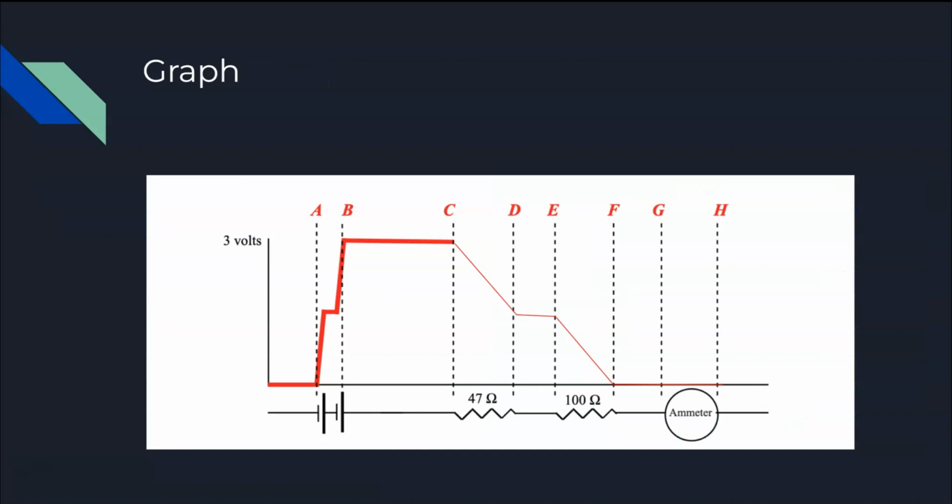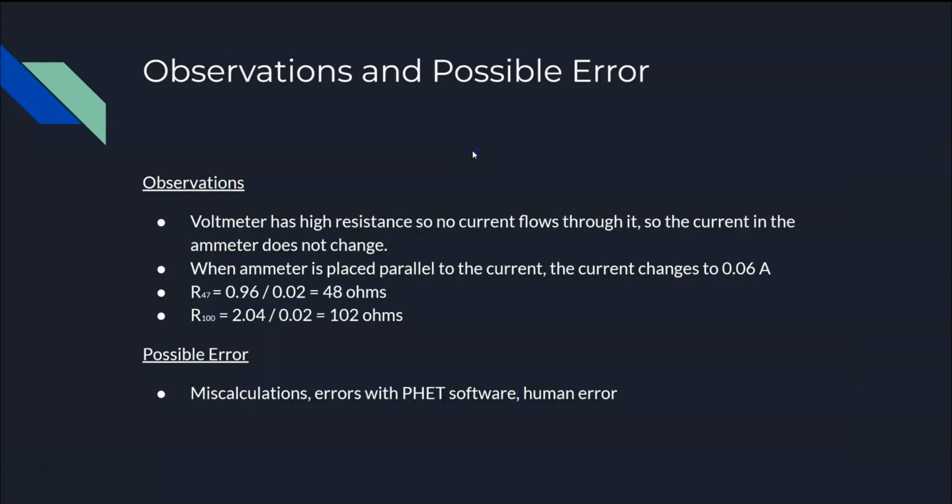And here is a graph showing the voltage from these different checkpoints. So as you can see, it decreases from C to D and also from E to F. And it becomes 0 from E to F and then F onwards. Some observations I found were that because the voltmeter has a high resistance, no current can flow through it, so the current in the ammeter does not change.